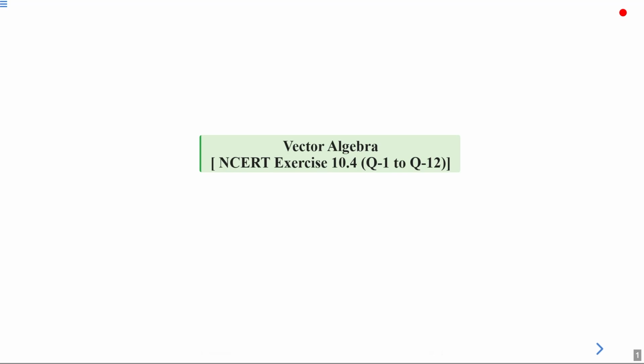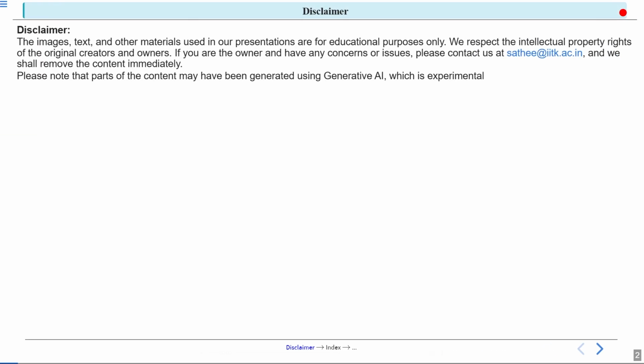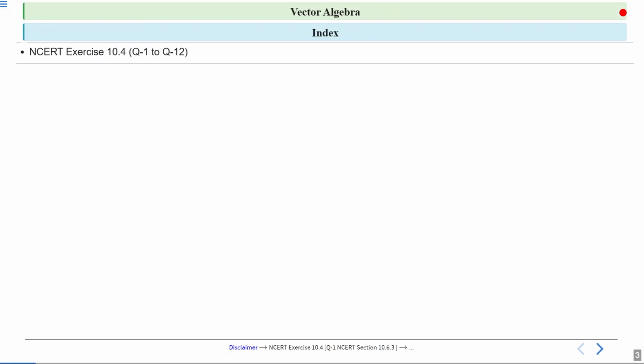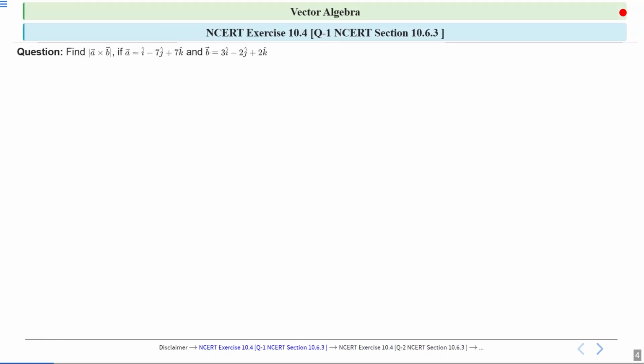Welcome to today's lecture. Today we will explore vector algebra, NCERT exercise 10.4. So let's start. Let us take a look at vector algebra NCERT exercise 10.4, question number 1.